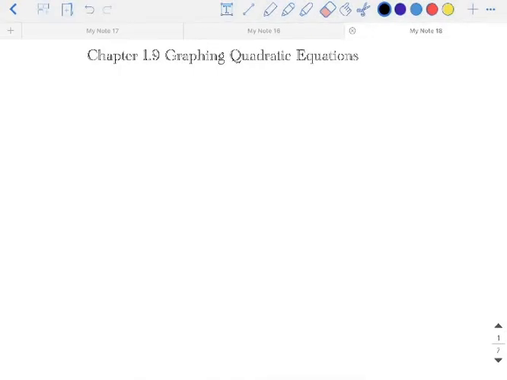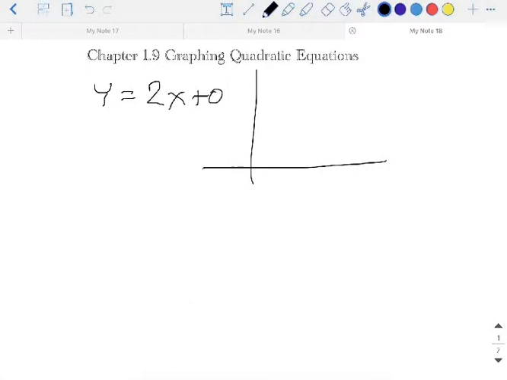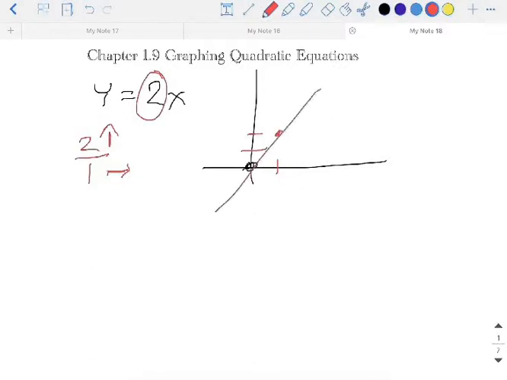In this section, chapter 1.9, we'll be covering graphing quadratic equations. In the past, you have covered graphing simple equations, like linear equations, y equals 2x, per se. If you were to graph this, since there's no b, we consider this to start at the origin. And the slope can be interpreted by the coefficient in front of the variable. 2 can be represented as 2 over 1, which means we go up by 2, then over 1. And you can draw your line by connecting the 2 points together.